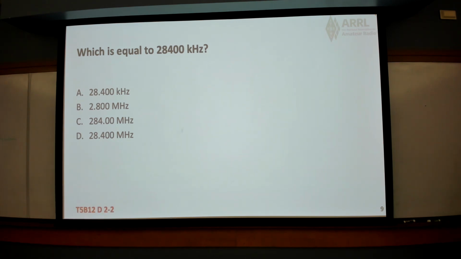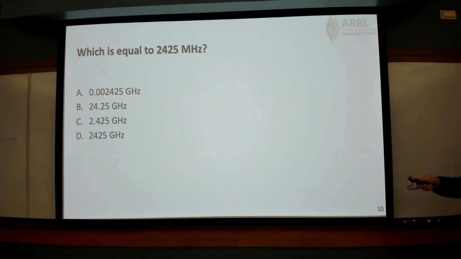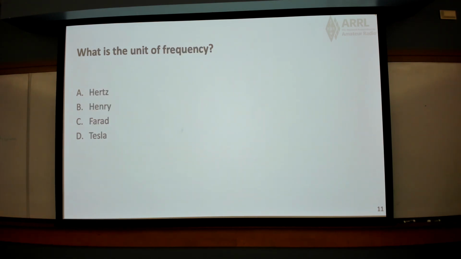D is correct. All right. What's equal to 2,425 megahertz? Correct, C. What's the unit of frequency? Hertz. Oh, B, Henry, is for inductance.